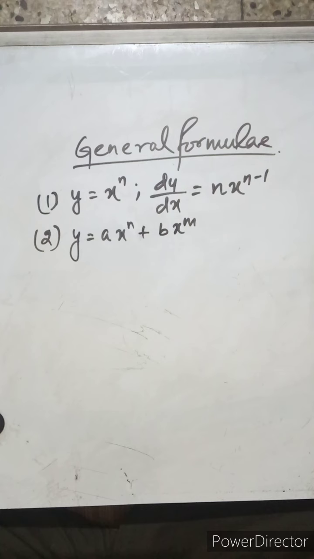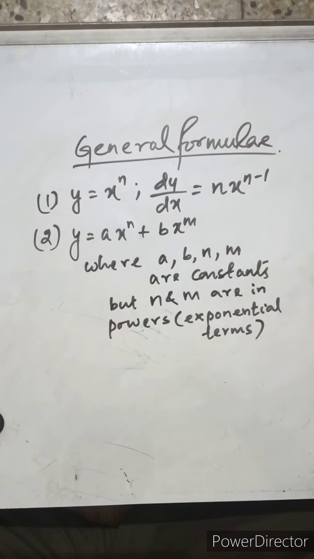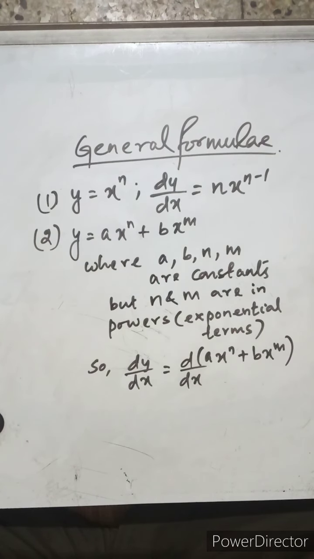For the second formula, we have y is equal to a x to the power n plus b x to the power m. Now a, b, n, m here are all constants, but n and m are in powers, meaning they are the exponent terms. All are constants, they have some numerical values related to them. So what is dy by dx in this case? Now remember, I am giving the formulas to you. We are not dealing with how they came, where they came from. We need not deal with it right now.